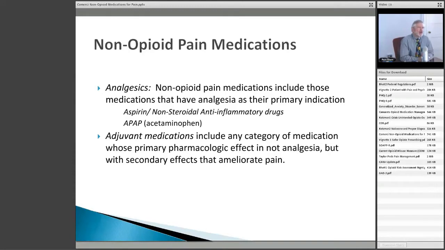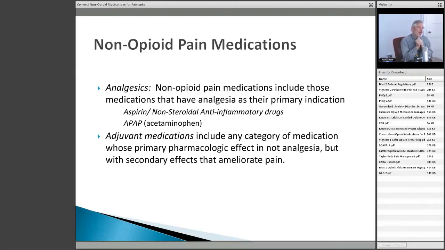So what I'd like to do now is just focus on medications. We're going to sort of artificially divide these categories of medicines into 2 parts, the true analgesics and the adjuvant medicines. True analgesics have as their primary indication the treatment of pain.